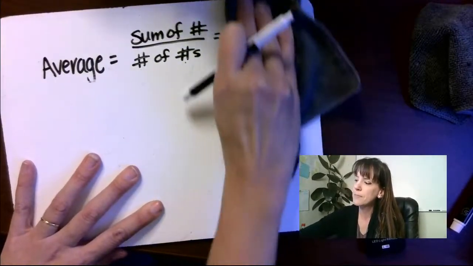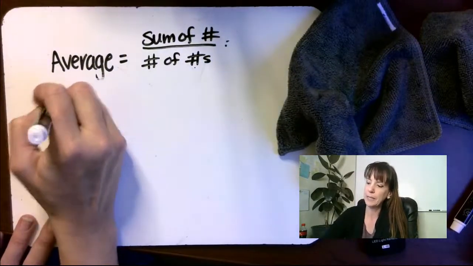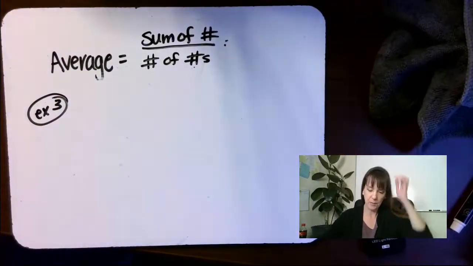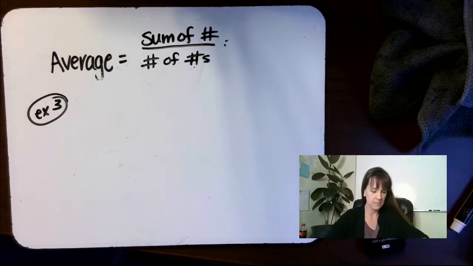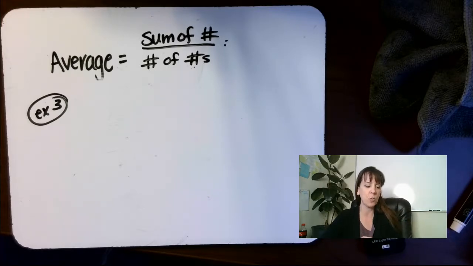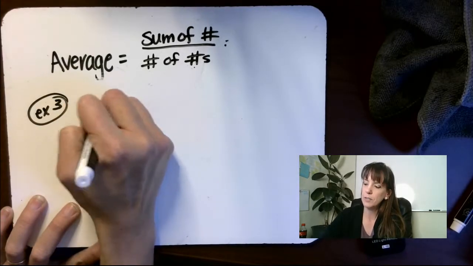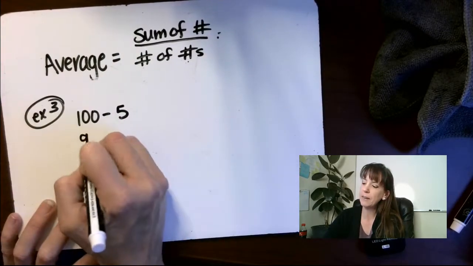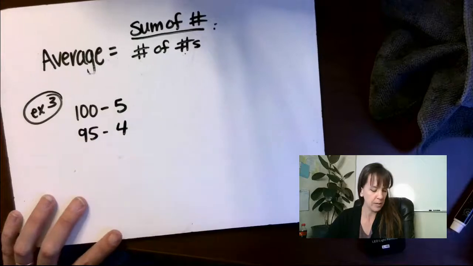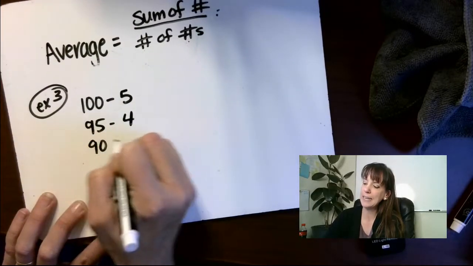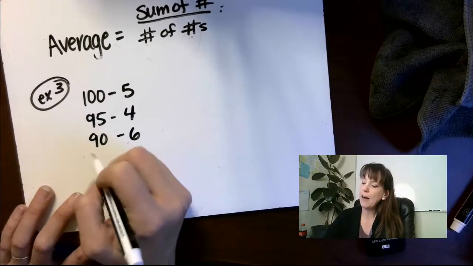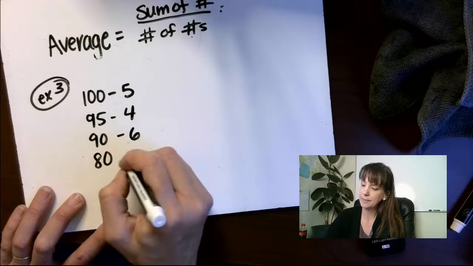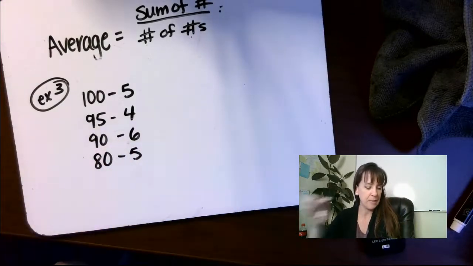Let's do another one. Let's do example number 3. For this guy, we have, on the last test, 5 students in the class scored 100. So for 100, there were 5 students. 4 scored 95. 4 students scored 95. 6 scored 90. And 5 scored an 80. What was the mean of the scores?